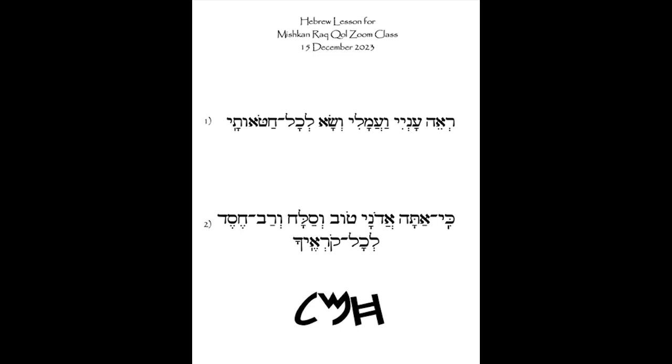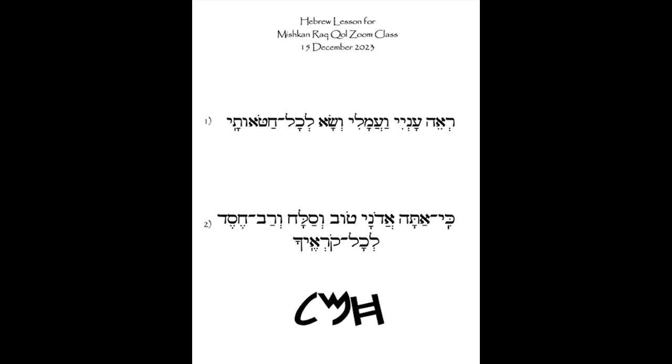All right. So here is our sentence. We've transliterated it, right? Let's read it together. We have re'e onyi va'amali vesa lechol chatotai. All right, let's do it again. Re'e onyi va'amali vesa lechol chatotai. Okay? Re'e onyi va'amali vesa lechol chatotai.